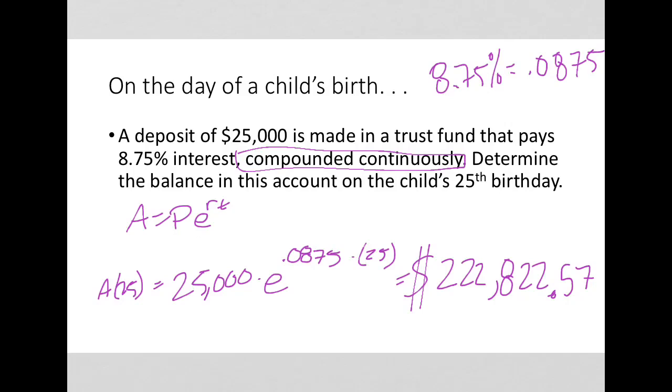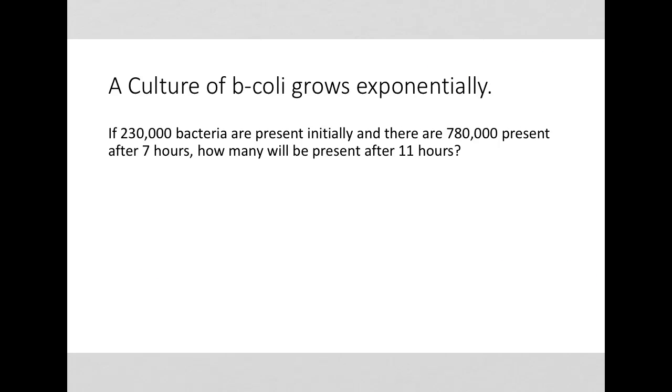But that is the power of compounding interest right there. So now we're going to do a similar problem, except this time we don't know the rate. So we need to find the rate here. But we do know that we have a culture of bacteria growing. Initially, there are 230,000 of those little critters, and then 780,000 after 7 hours. And we want to know how many will there be after 11 hours.